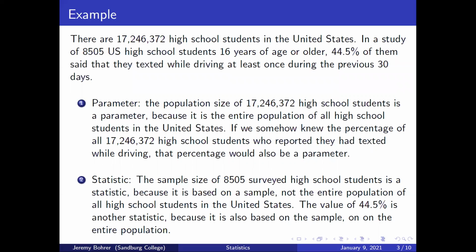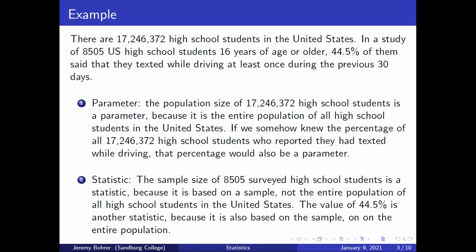For example, there are 17,246,372 high school students in the United States. In a study of 8,505 US high school students 16 years of age or older, 44.5% of them said they texted while driving at least once during the previous 30 days.